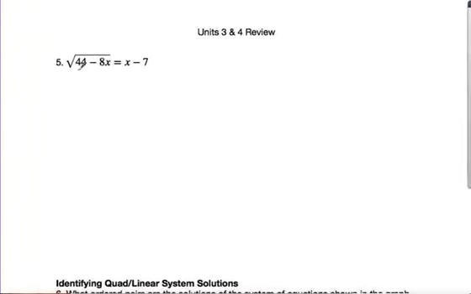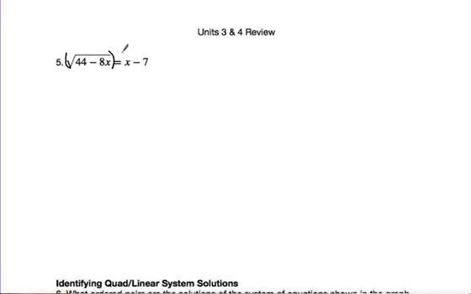Number 5. We've got the square root of 44 minus 8x equals x minus 7. So remember, your goal is to try to get your x to be outside of this radical. You want to get your x's all to be on one side. So the first thing we're going to have to do is, because we've got our radical isolated and we do see that we have an x inside our radical, we need to get rid of that radical to start.